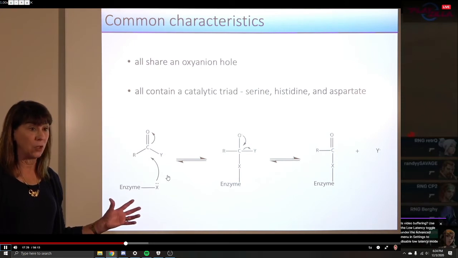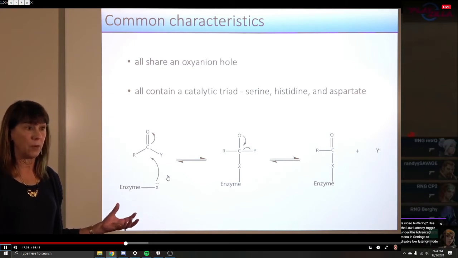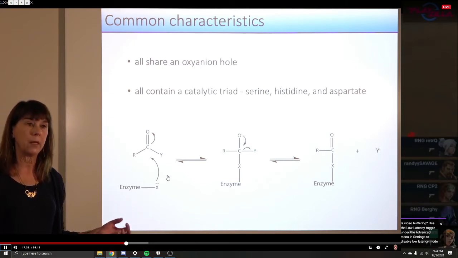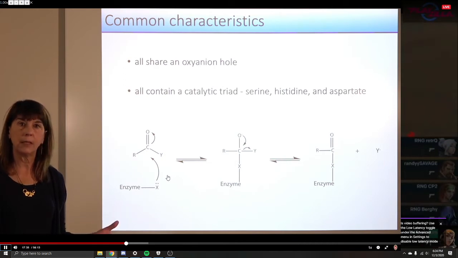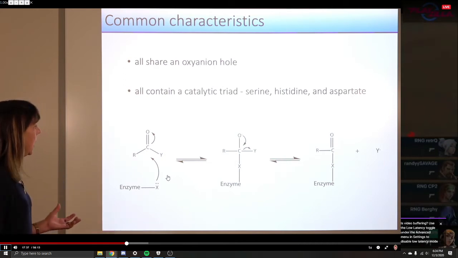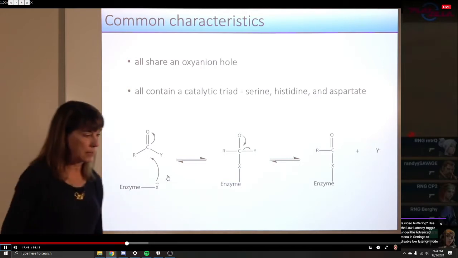So if you're interested in drug design, you might think, well, if the transition state is tetrahedral, maybe I can design something that mimics that tetrahedral transition state. And then that collapses off, and you have this enzyme acyl intermediate that has to be hydrolyzed.